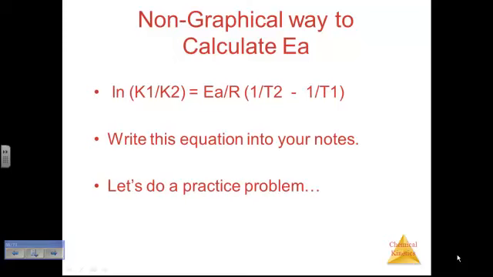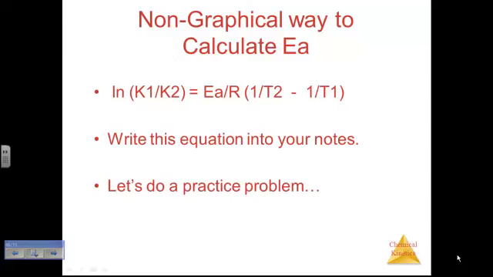If I'm given a list, I can either use list 1, reciprocal Kelvin temperatures, list 2, the natural log of ks, graph it, find the best straight line, take the negative slope, Ea over R. Very easy to do in the lists of our calculator. But here's an alternate. It's a non-graphical way to calculate the activation energy. Write this into your notes.